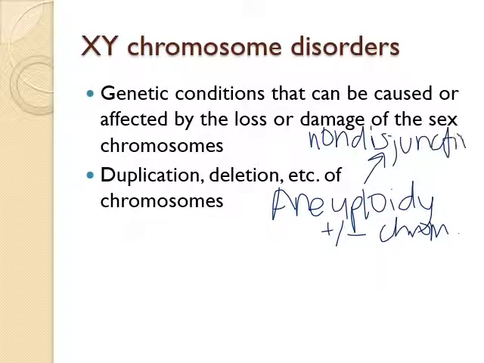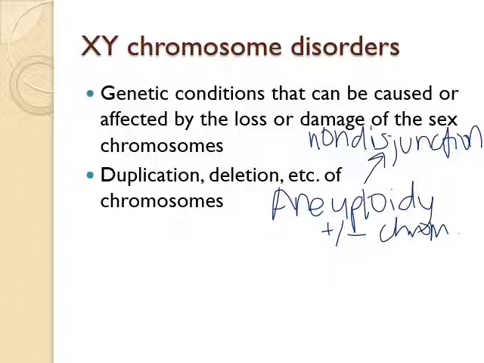Okay, and non-disjunction is basically the failure of chromosomes to separate accurately during cell division. So aneuploidy is a direct result of non-disjunction. They're not separating accurately, and therefore you're either adding or subtracting a chromosome. So this is something that happens in, say, something like Down syndrome.